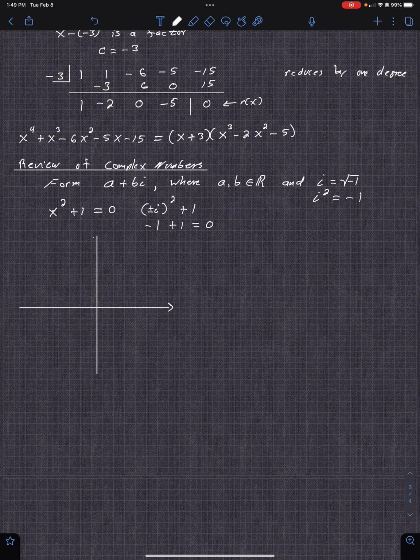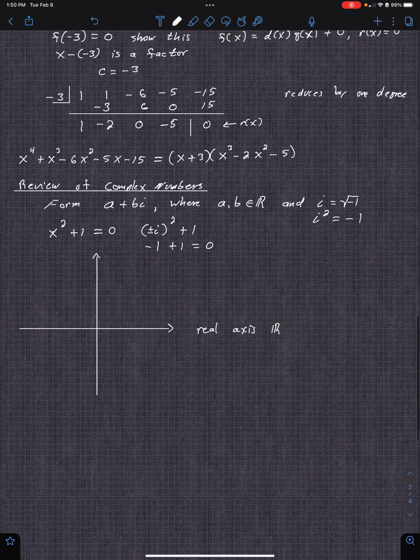Okay, so let's look at this. This looks like a coordinate system, maybe just the xy coordinate system, but it's actually not. This is called the real axis, which is r, and this is the imaginary axis. We call i an imaginary number.